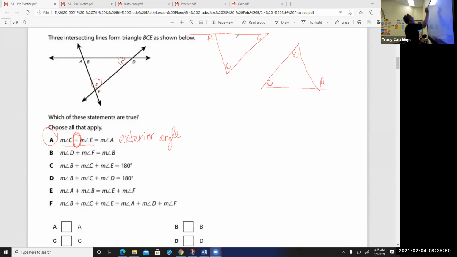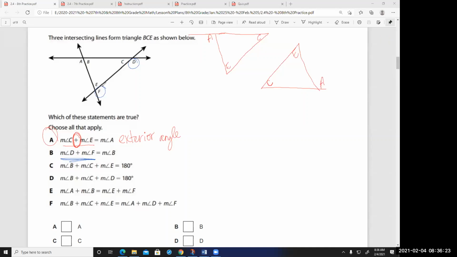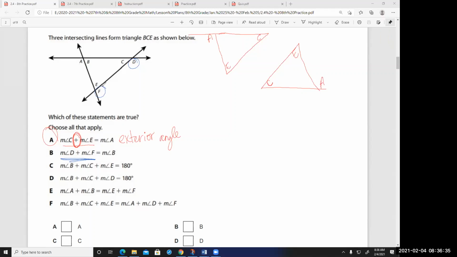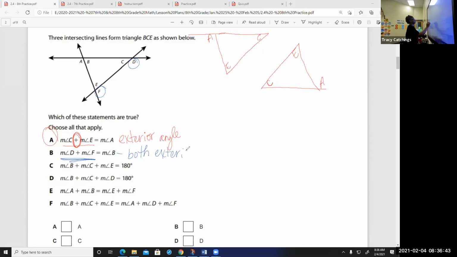All right, let's look at B. B says D plus F is equal to B. D plus F will be equal to B. False. Why you say false, Brian? Well, because both angles D and F are outside angle B, and if you add them together, all they're going to do is get bigger. Good job. Both of those are exterior angles. So a little common sense will tell me, no, I can't add both of those together, as he stated, because they're larger.